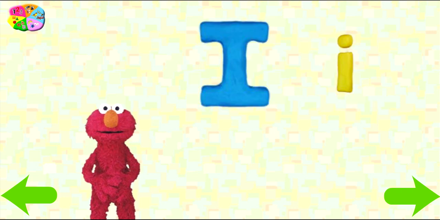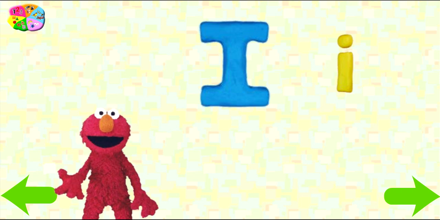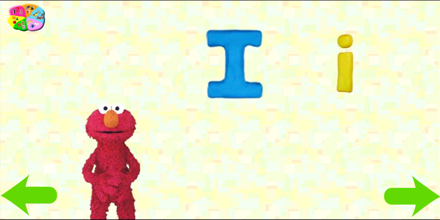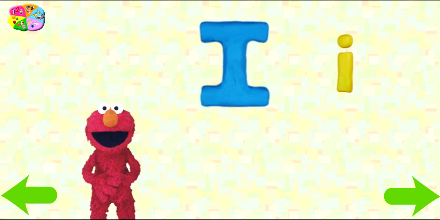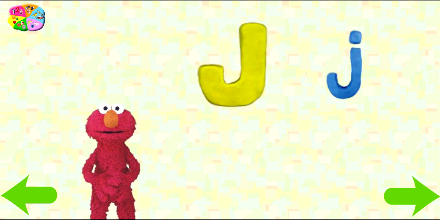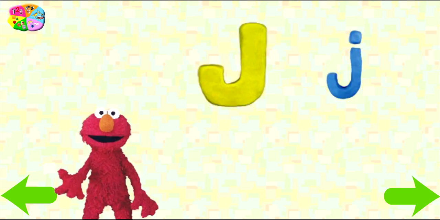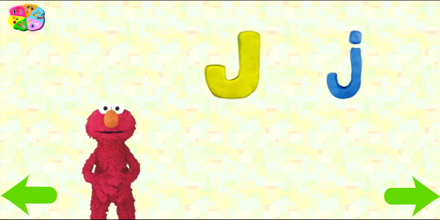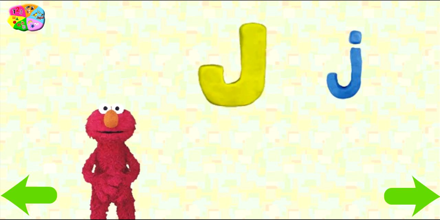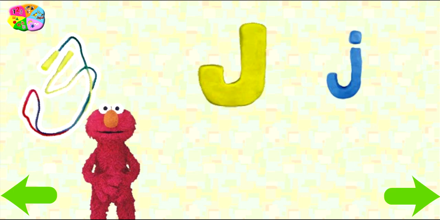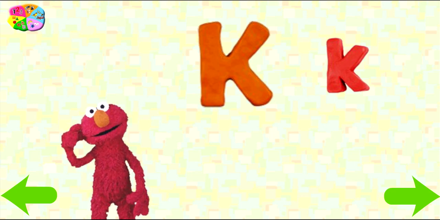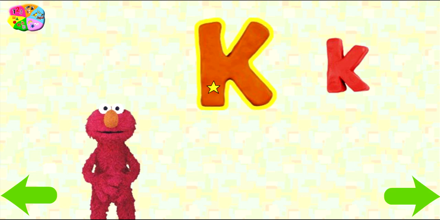I. Elmo is very curious. What sound does that letter make? I. Ice skates. J. Elmo is very curious. What sound does that letter make? J. Jump rope. K. What sound does that letter make? K.